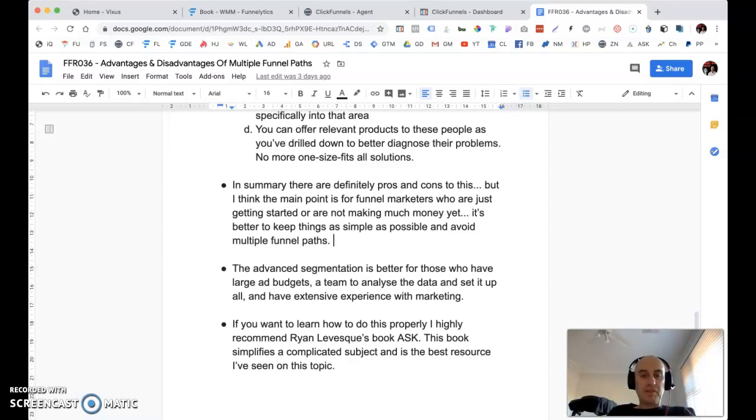And also for marketers that have extensive experience, so they're sort of veterans and they know what they're doing, compared to someone that's just getting started and trying to find their feet.